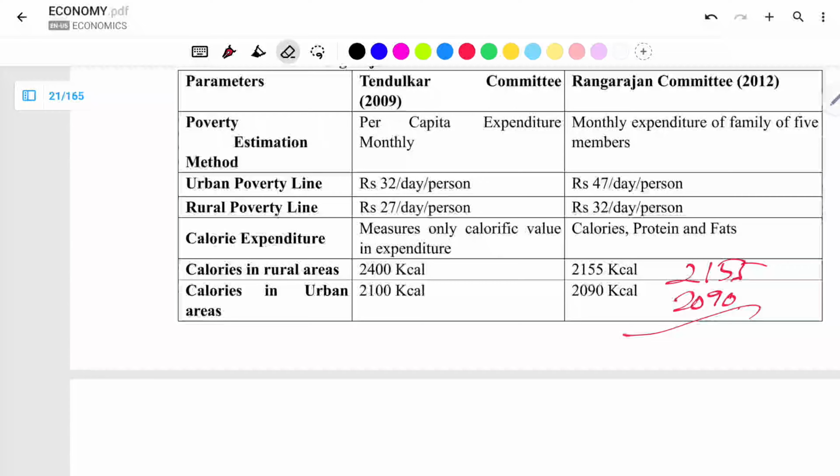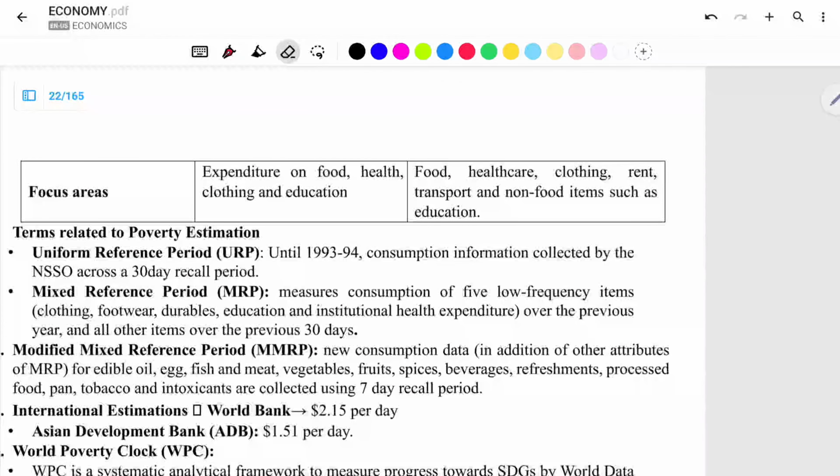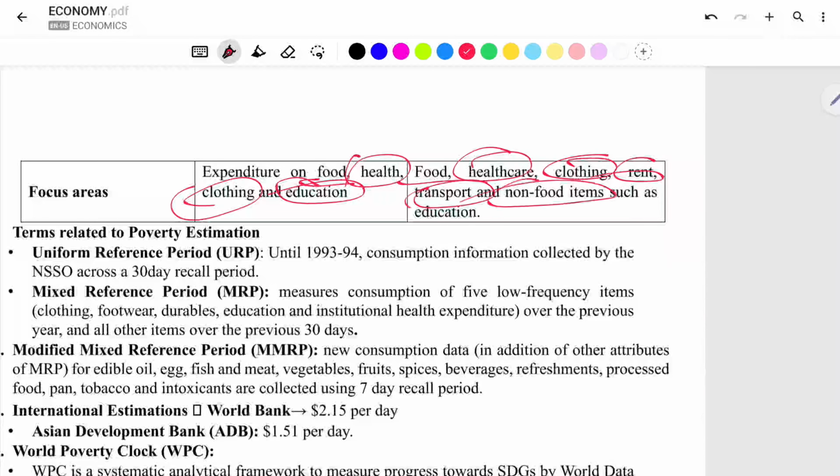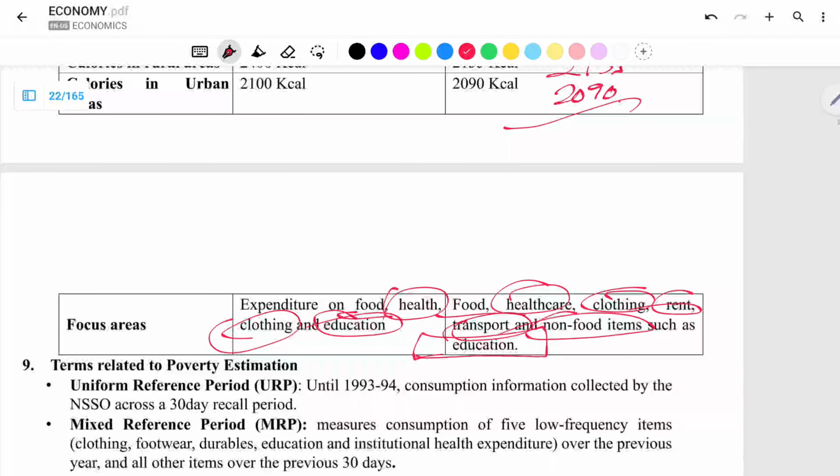32, 27, 47, 32. They include the expenditure on food, health, education, clothing, rent, transport, non-food items such as education. Right. These are the poverty estimation methods in India.